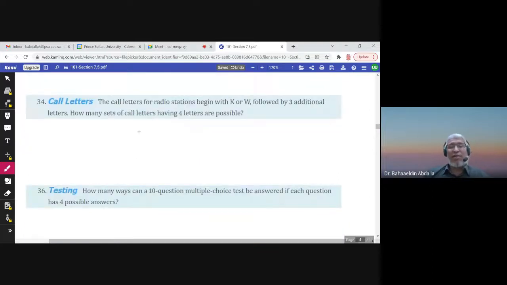The call letters for a radio station begin with K or W. So either K or W. So how many choices for the first letter? 2, K or W, followed by 3 additional letters. 1, 2, 3. 3 additional letters. How many choices here? 26. How many sets of call letters having 4 letters are possible? And here, how many possibilities? 26. So it's 2 times 26 to the power 3. These are the number of sets of letters.